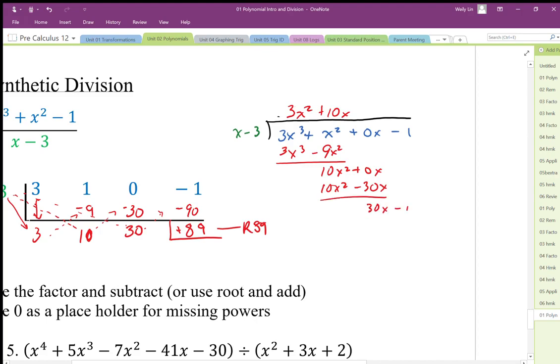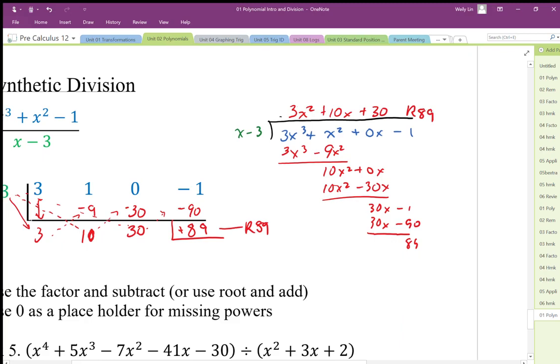Bring down that. We need to go plus 30. Okay, so that's where the plus 30 comes from down here. So 30 times x times -3. So we get 30x, and this is where the -90 comes. Okay, so there's my -90 up there, and then I get a remainder of 89.